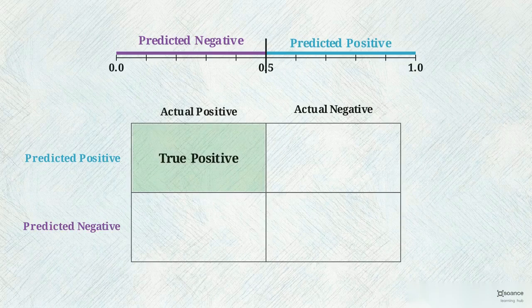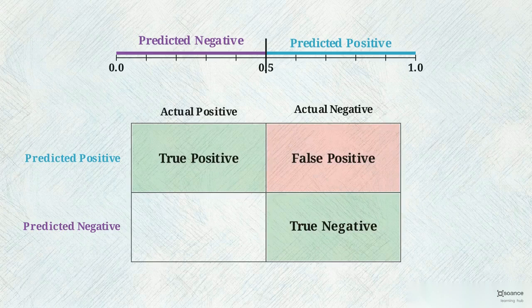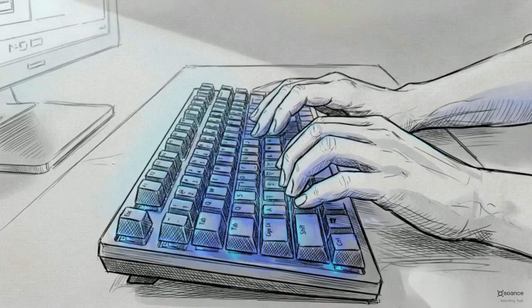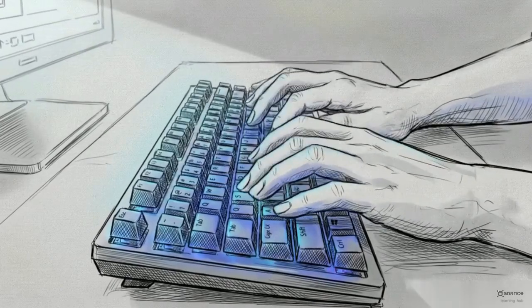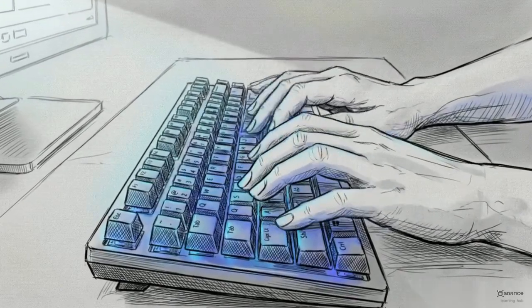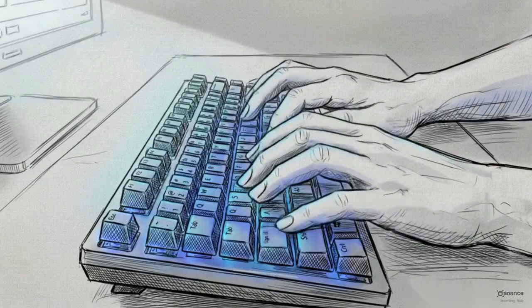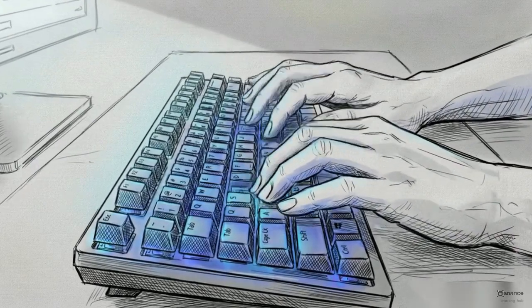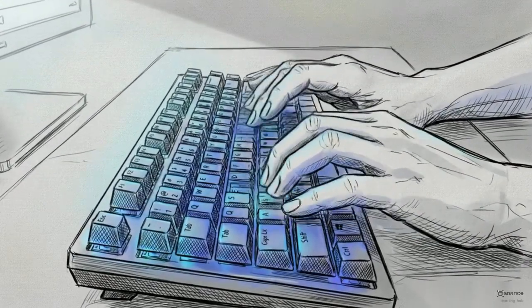Correct positive predictions tally a true positive. Correct negatives are true negatives. The remaining spaces capture errors, false positives and false negatives. These four exact counts, true positive, true negative, false positive, and false negative, form the raw inputs for every evaluation metric we are about to write.